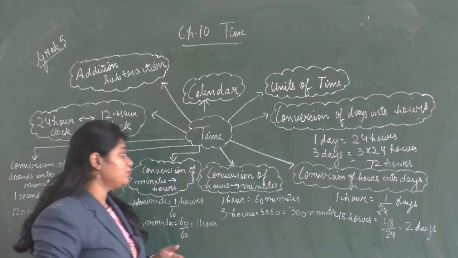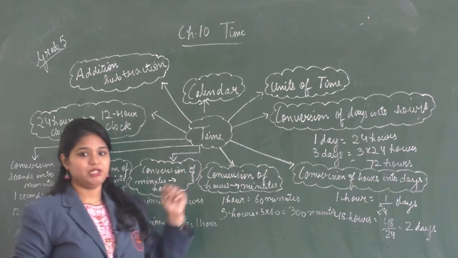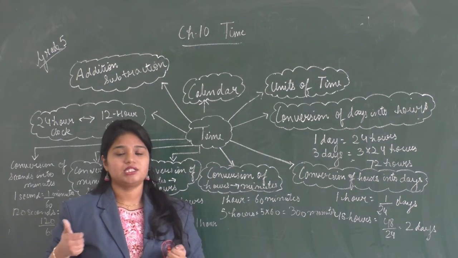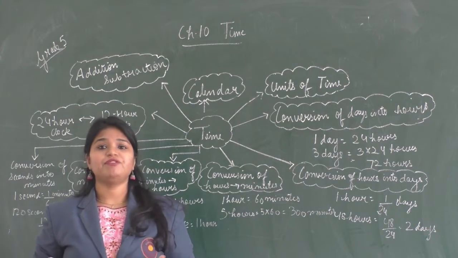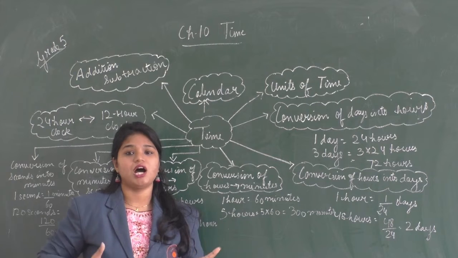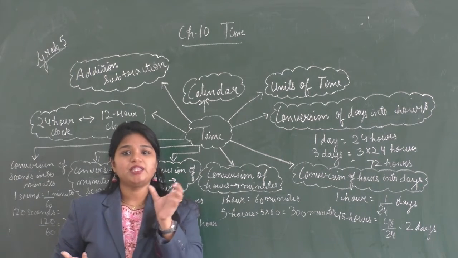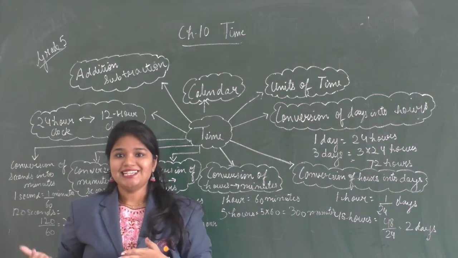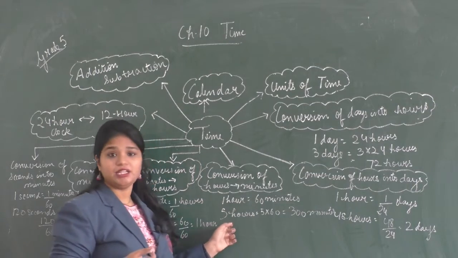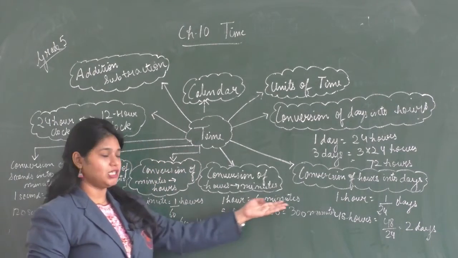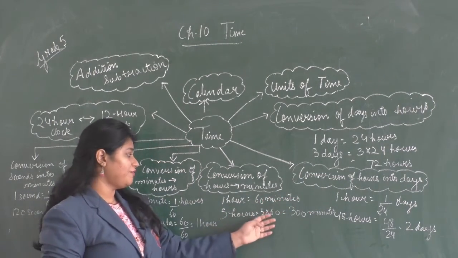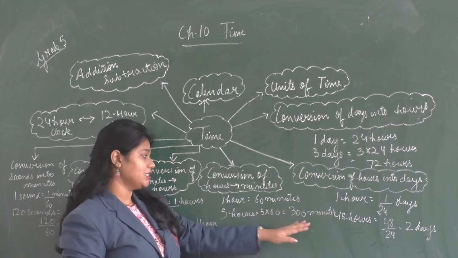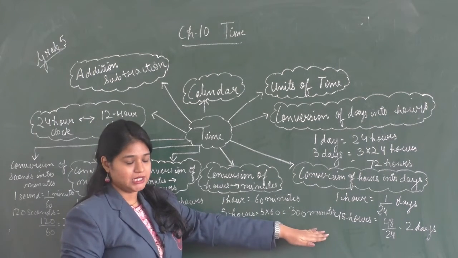Next we learned how to convert hours into minutes. We know that 1 hour is equal to 60 minutes. So whenever you need to convert number of hours into minutes, you multiply the given number of hours by 60. So here I need to convert 5 hours into minutes. So we multiply 5 with 60, I get the answer 300 minutes.